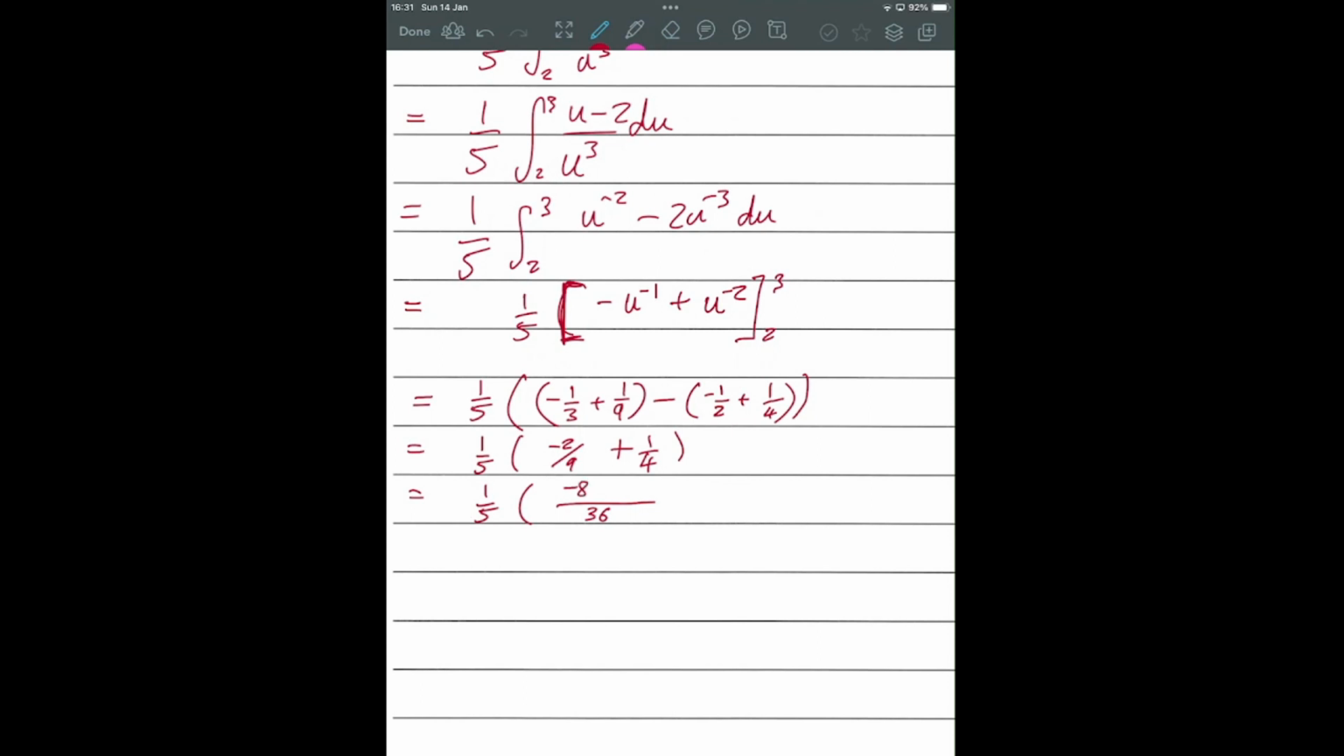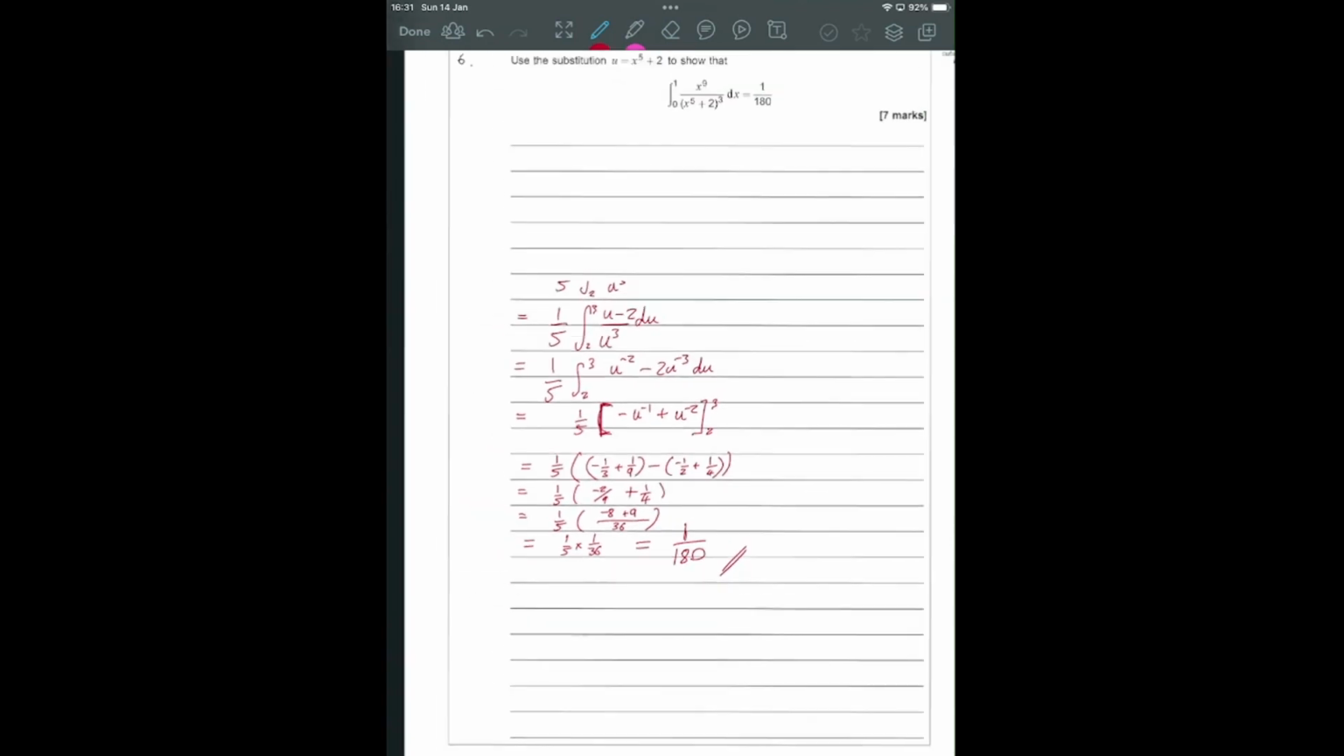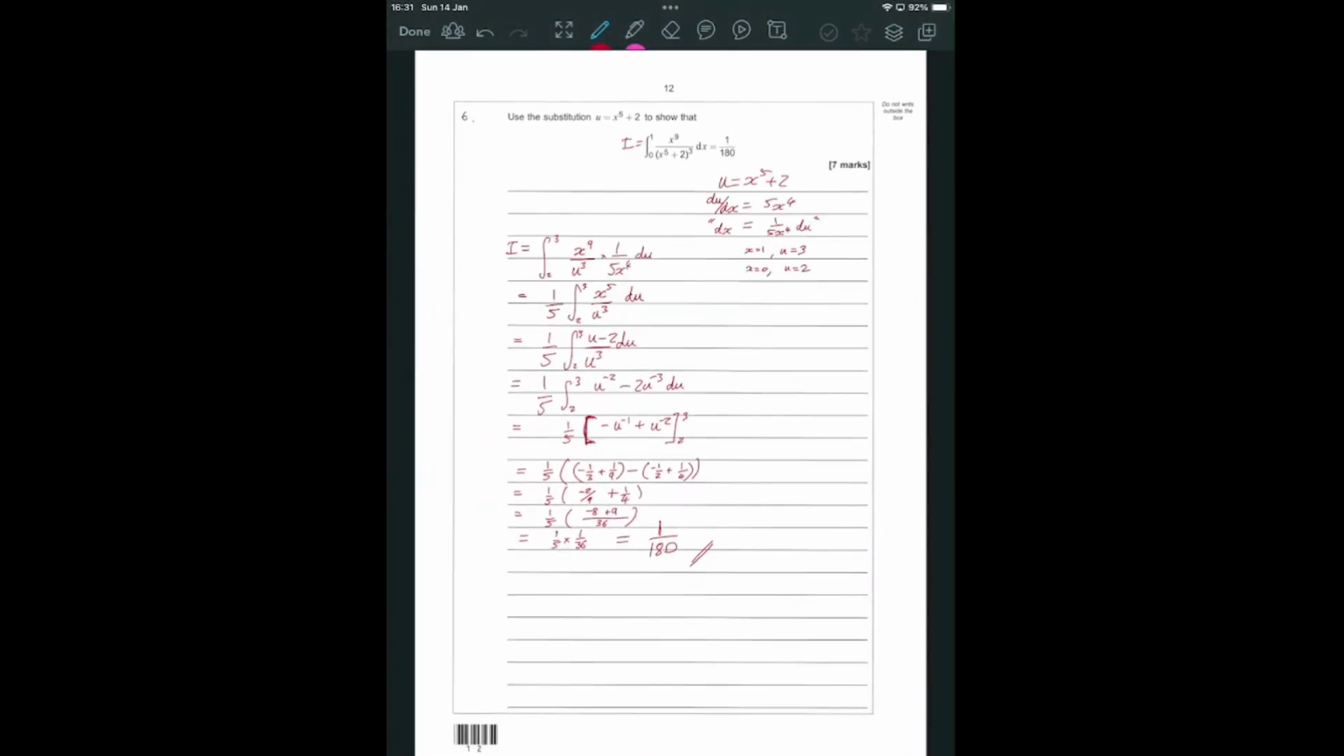So that's going to be negative 8 plus 9 with my common denominator. That's a fifth times 1 over 36, which is indeed 1 over 180 as required. And I'm happy. That last bit of simplification you probably could simplify with your calculator rather than going back to by hand fractions. But everything else I did show very carefully for the show that question.